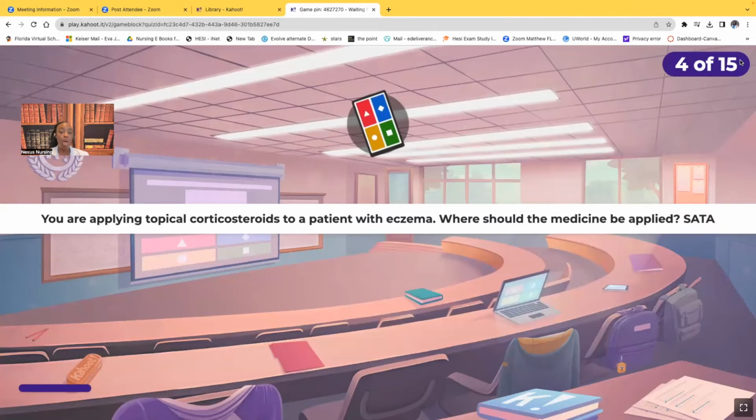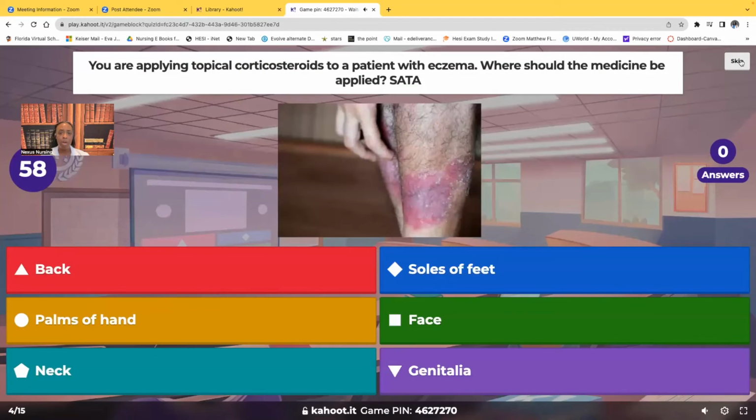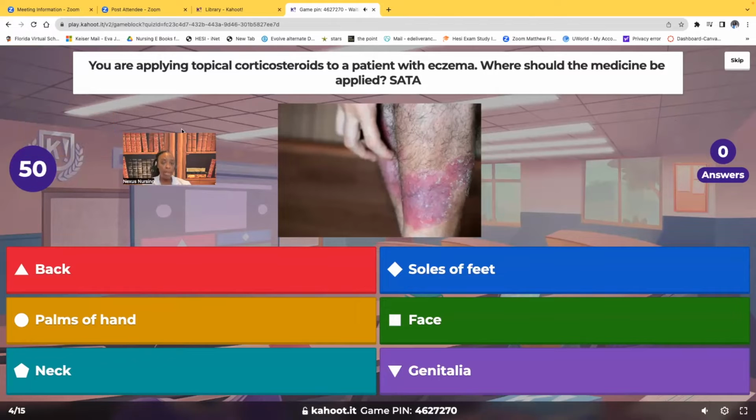All right, this is a select all that apply. You're applying topical corticosteroids to a patient with eczema. Where should the medication be applied? Select all that apply. Now, if you've been following me for any amount of time, you know that you treat select all that apply as true or false. So here are your choices: back, soles of feet, palms of hand, face, neck, genitalia. You're applying topical corticosteroids to a patient with eczema. Where should that medication be applied? Back, soles of feet, palms of hand, face, neck, and genitalia. What do you guys think?